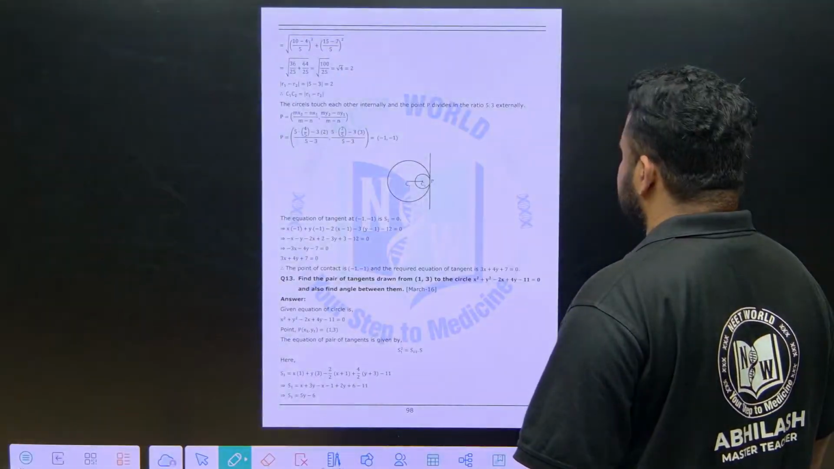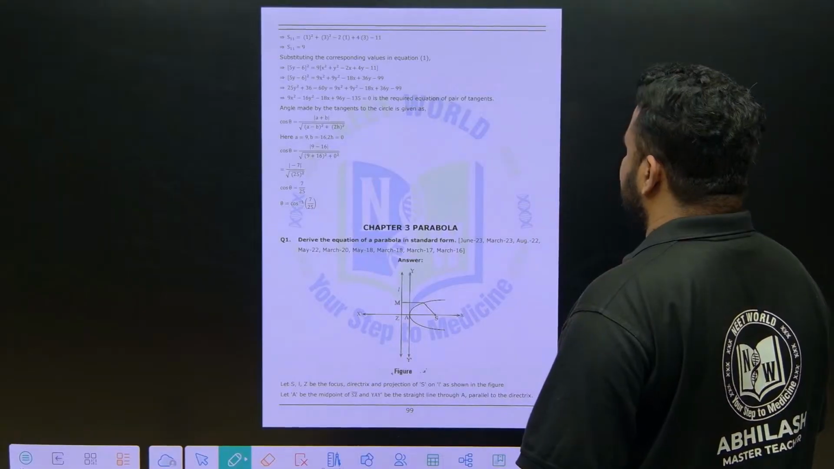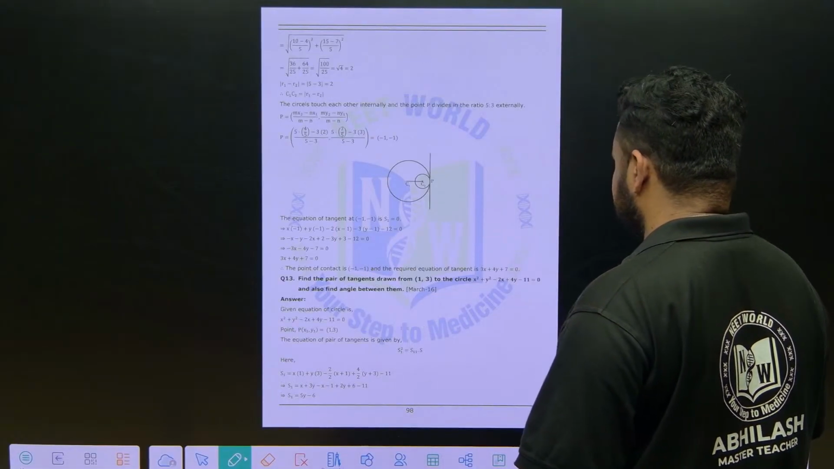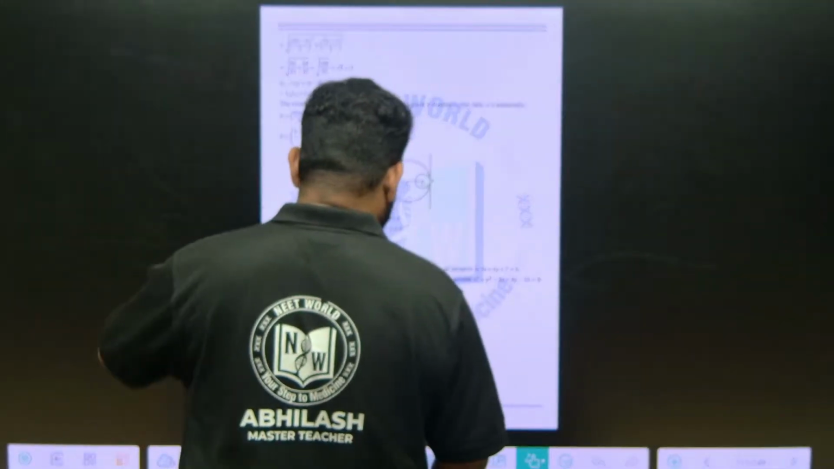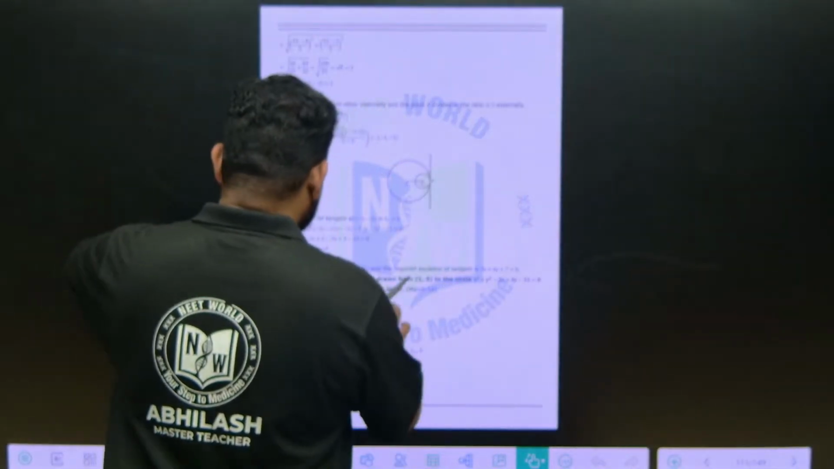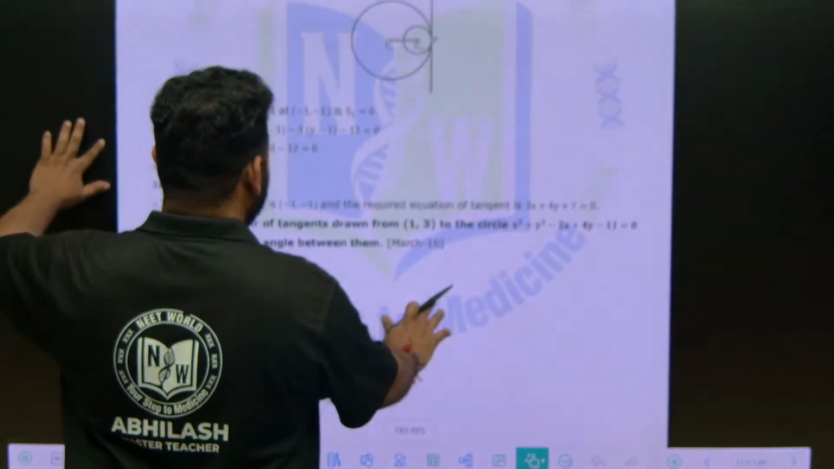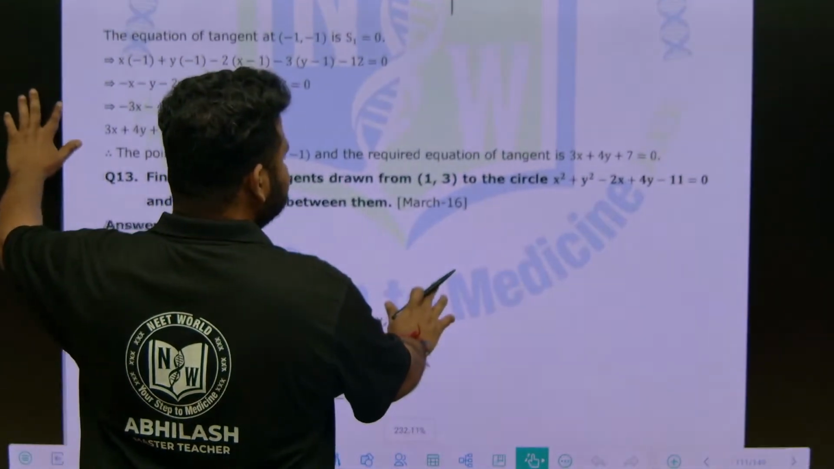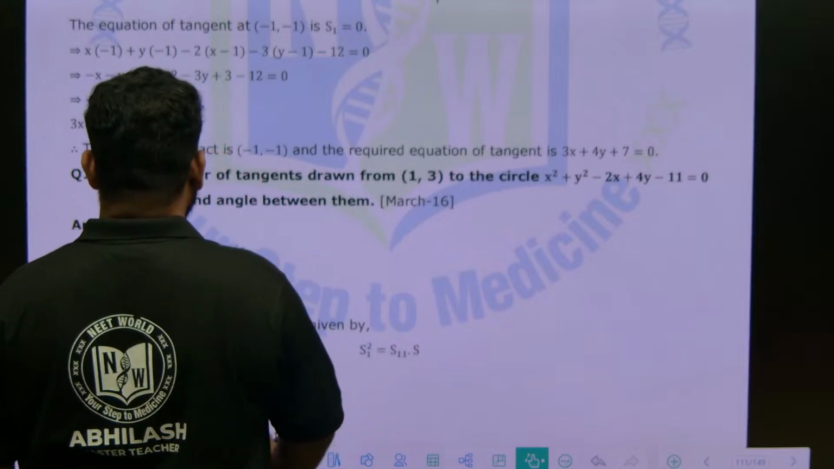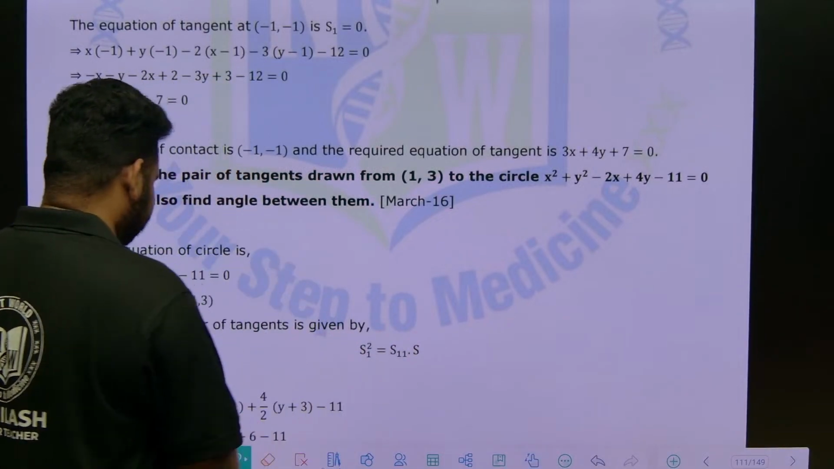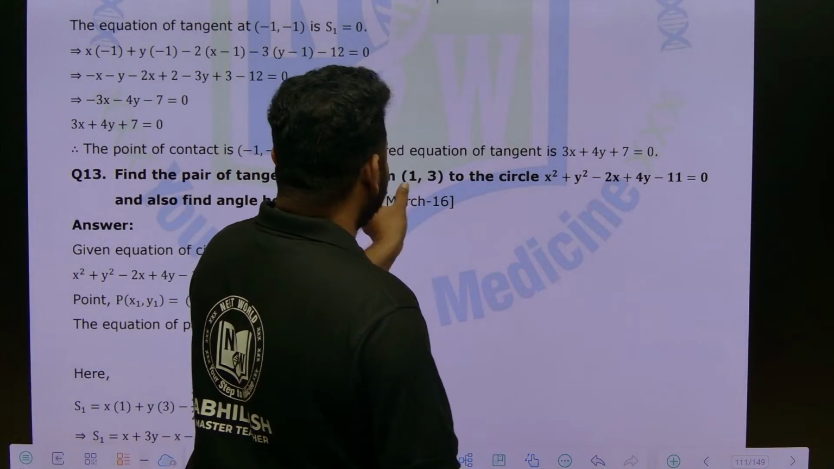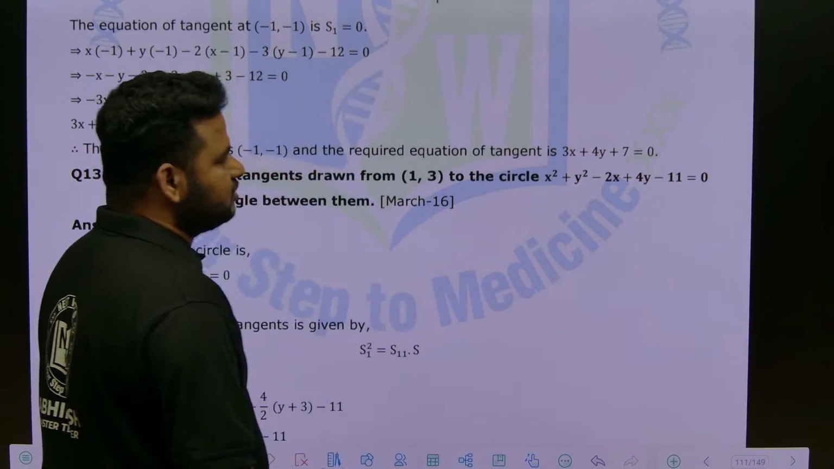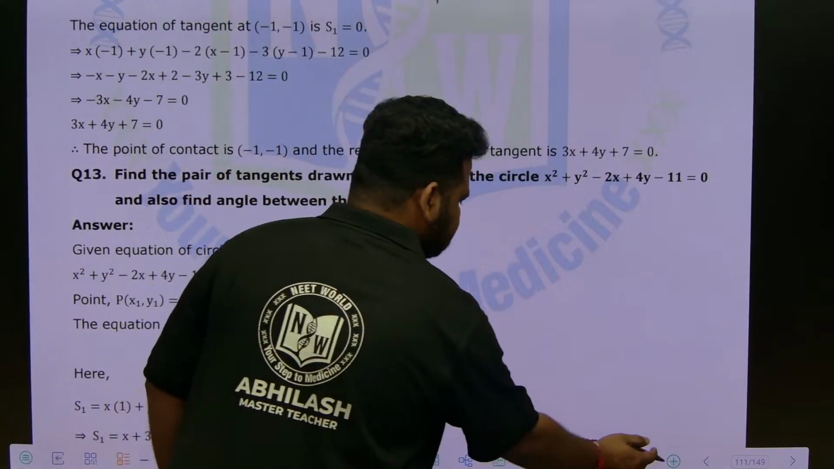Okay. So one more question, I will be giving it as homework for you. Look at this question. Find the pair of tangents drawn from (1, 3) to the circle x square plus y square minus 2x plus 4y minus 11 is equal to 0, and also find the angle between them. Let us take up the question.